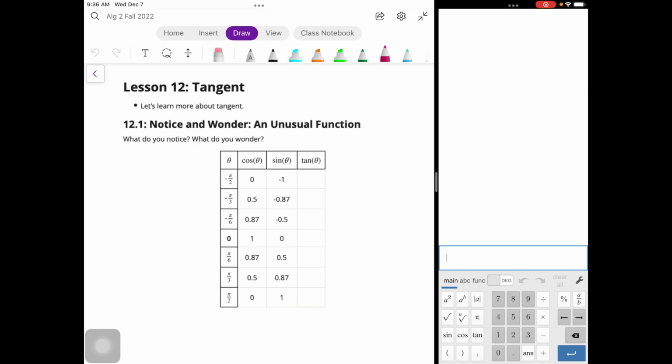All right, let's take a look at lesson 12 from unit 6. And we're looking at tangent ratio. We've been talking about sine and cosine, and now we're taking a look at tangent. So 12.1, notice and wonder, an unusual function. So what do you notice and what do you wonder about this table?